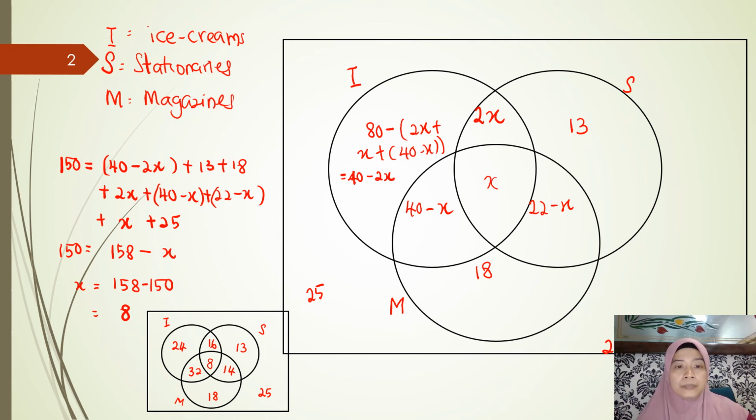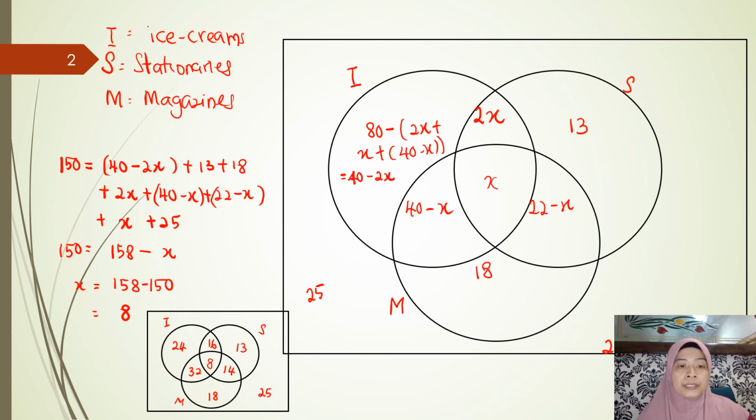And then we can rewrite this Venn diagram in a complete one, where we have all the information. So from the last Venn diagram, we can find the value. For example, let's say we want to find the number of customers who bought ice cream and stationeries only. So the answer is 16, right?